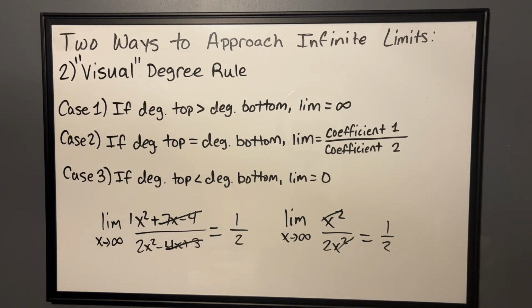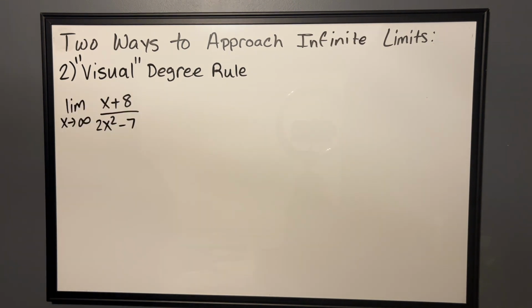Now case 3 is if the degree of the top is less than the degree of the bottom, then the limit is equal to 0. Of course, this always works as long as you have a ratio of polynomials. So now I want to go ahead and go back to the examples that we just did and show that we get the same answer with both of these methods. So let's go ahead and start on example 1. Okay, so here's our first example using this visual degree rule.